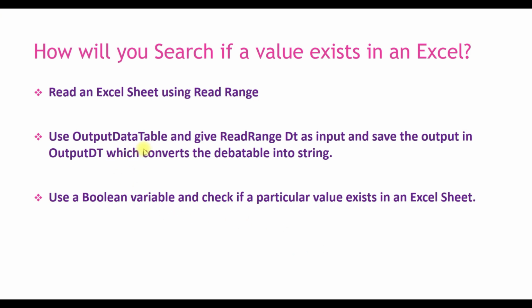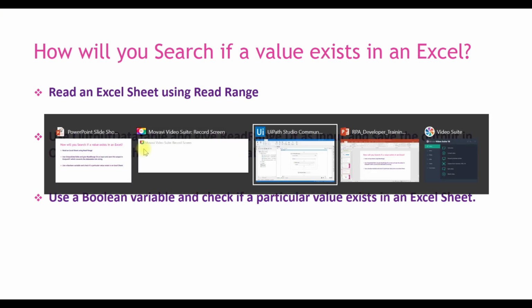Why are we using the Output Data Table activity? Because it converts the data table into a string. Now we will be able to identify if the value exists or not by using the dot Contains method. For this purpose we are converting the data table we read from Read Range into a string using Output Data Table. Now we will go to the Studio.